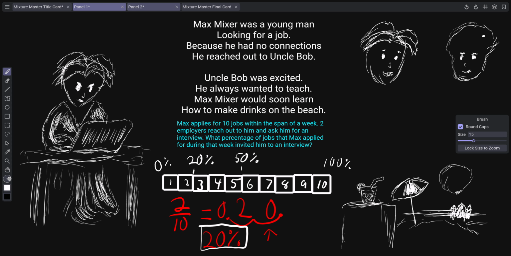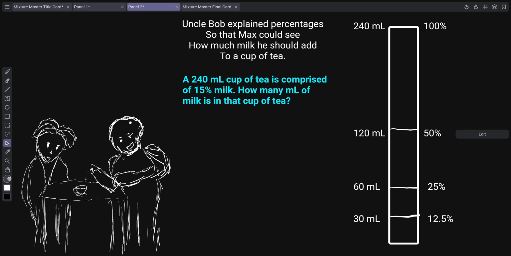Now, going on to our next example, Uncle Bob explained percentages so that Max could see how much milk he should add to a cup of tea. And I have another example here. A 240 milliliter cup of tea is comprised of 15% milk. How many milliliters of milk is in that cup of tea?